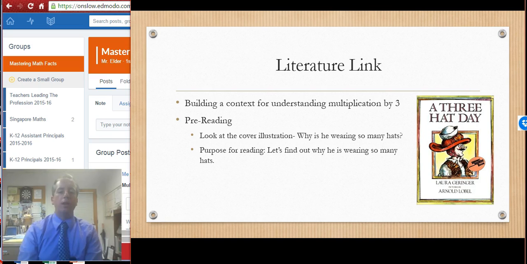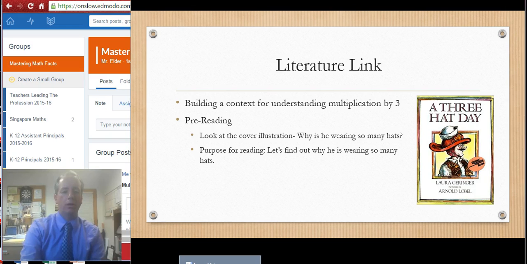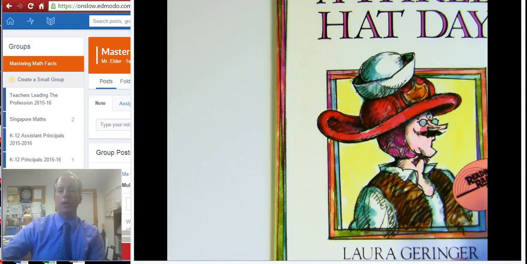But we're going to look at A Three Hat Day, and we're going to ask kids to look at the cover in advance of reading this book. And why might he be wearing so many hats? And let's try to figure out why he's wearing the number of hats that he's wearing. And so let's flip over to our image, and we'll go ahead and read the story together here today.